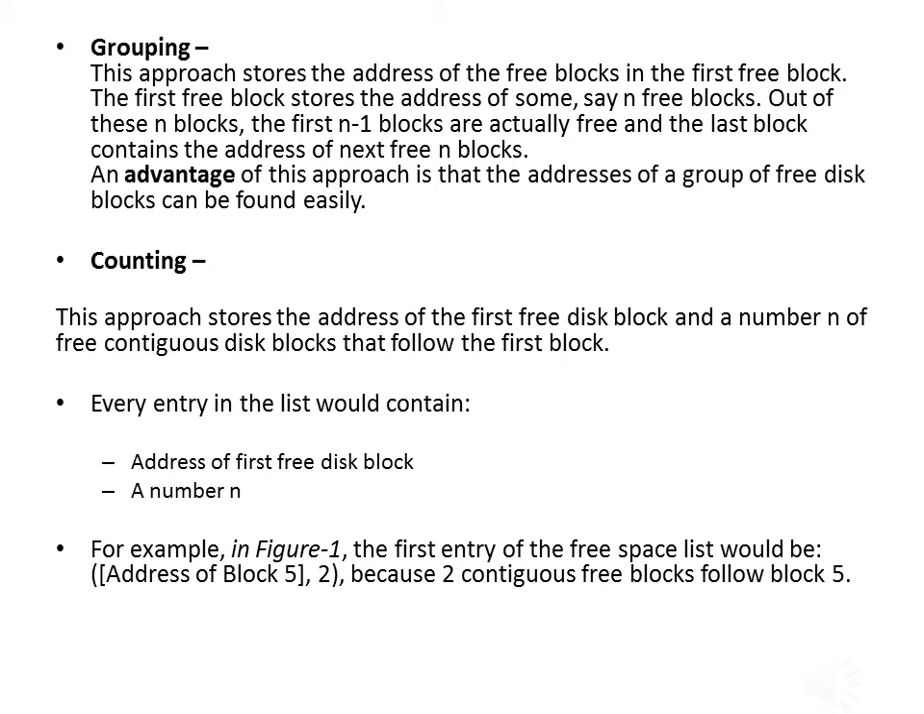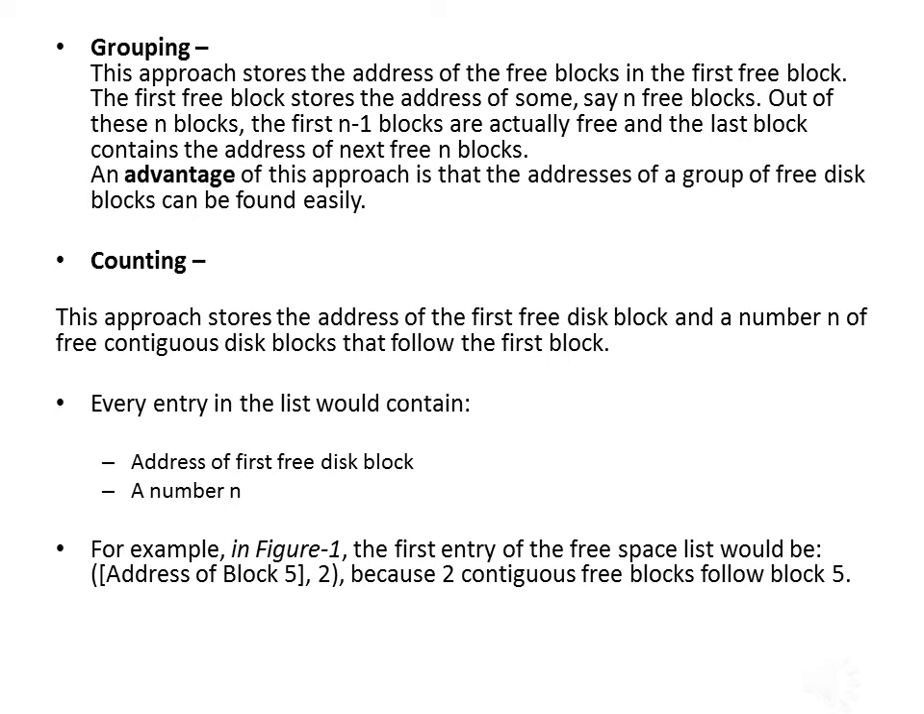The last one is grouping with counting. This approach stores the addresses of the free blocks in the first free block. The first free block stores the addresses of some, say, n free blocks. Out of these n blocks, the first n-1 blocks are actually free, and the last block contains the addresses of the next n free blocks. The advantage of this approach is that the addresses of a group of free disk blocks can be found easily.